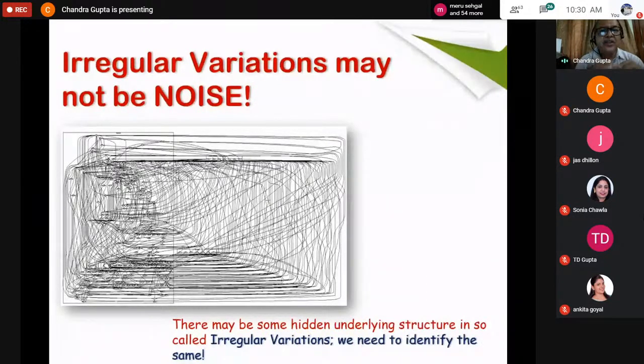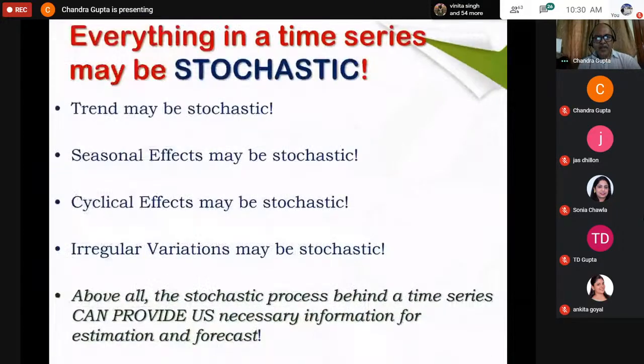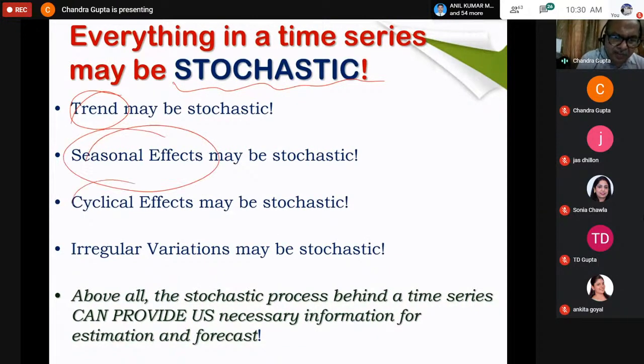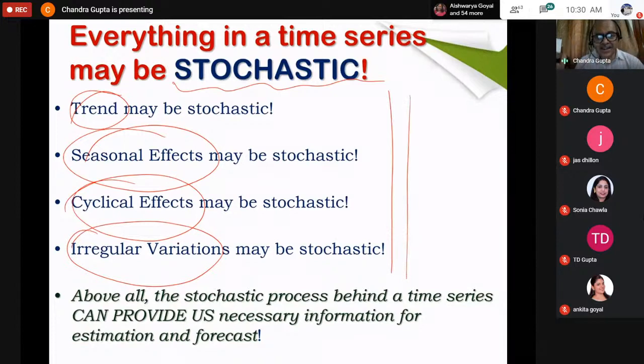So don't think that irregular variations are a nuisance for us. They can be a friend to us, and we can make use of them for our analysis. So everything in a time series may be stochastic, random, probabilistic. Trend may be stochastic, seasonal effects may be stochastic, cyclical effects may be stochastic, irregular variations may be stochastic. Everything in a time series is stochastic. Then the traditional view of looking at trend, etc., as a deterministic component is not correct.